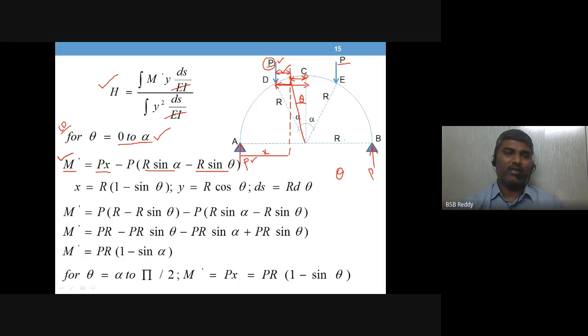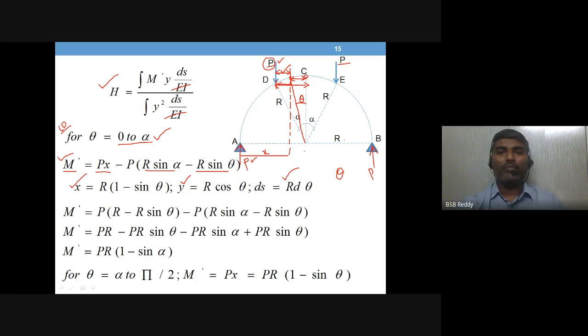So this is m dash for a section between C and D. Means what? Theta varying from 0 to alpha. Okay, right. Now, to substitute for x, what to write for x? These are all the earlier expressions. We will repeat them, right? y is r cos theta, ds is r d theta, all that. x is r minus r sine theta. All that we will simply replace.